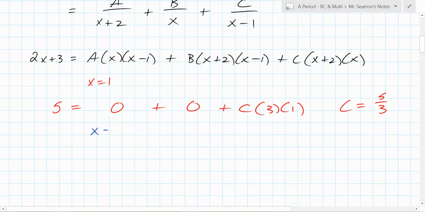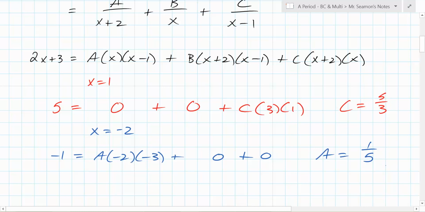So what's the next magic number we could use? Negative 2? Yeah, I like that one. So use negative 2, you end up with what? Negative 1 is equal to a times negative 2 times negative 3 plus 0 plus 0. So what does a equal? Negative 1 over 6? No, because the negative 2 gets multiplied by the negative 3, you get positive. And also I multiplied 2 by 3 and got 5, by the way, so it's okay.